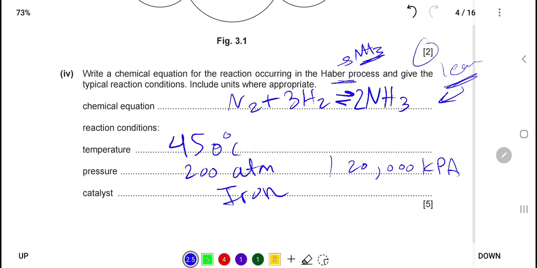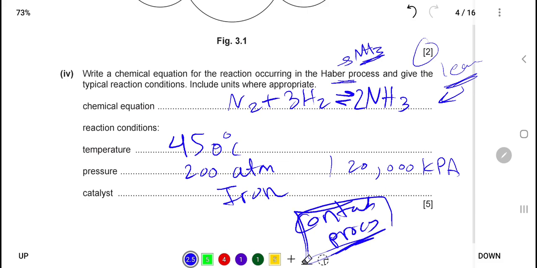Now there's also another process called the contact process. It's not in this question, but you need to learn it because there are two processes you need to learn: the contact process and the Haber process, okay?